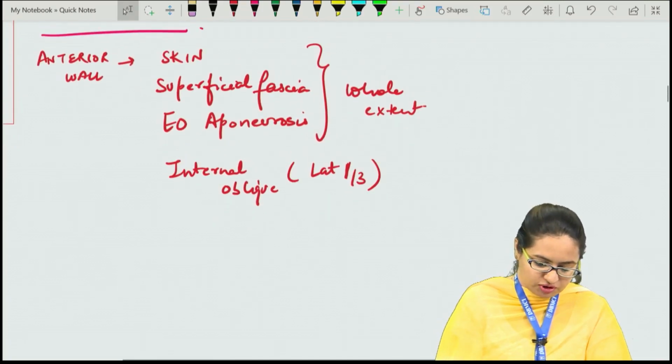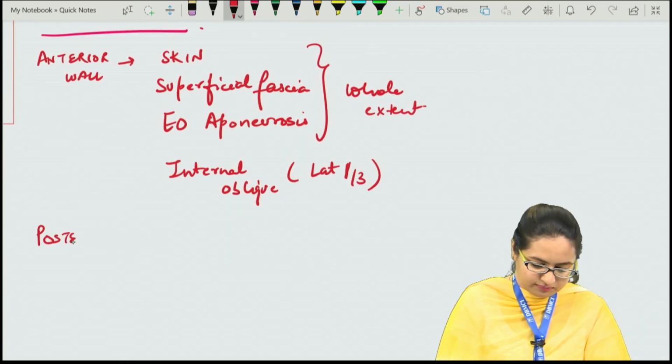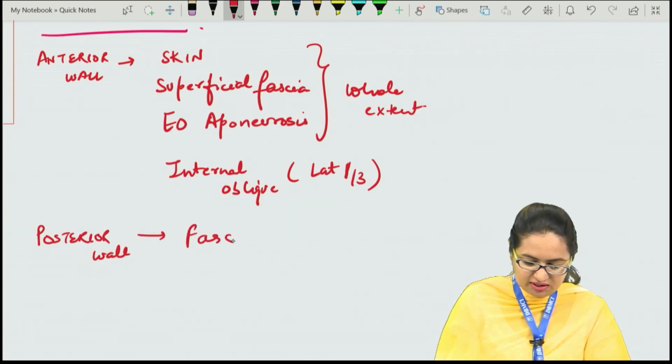Then towards the posterior wall, in the whole extent, we have the fascia transversalis.